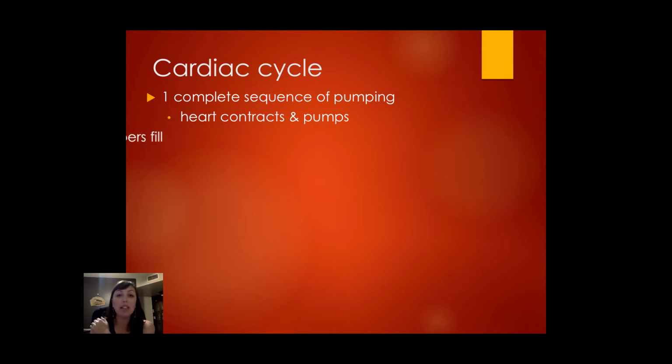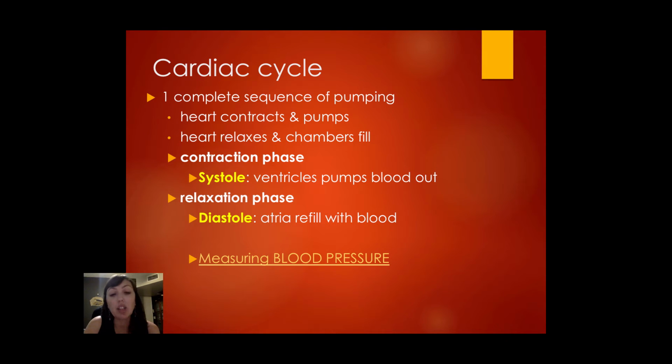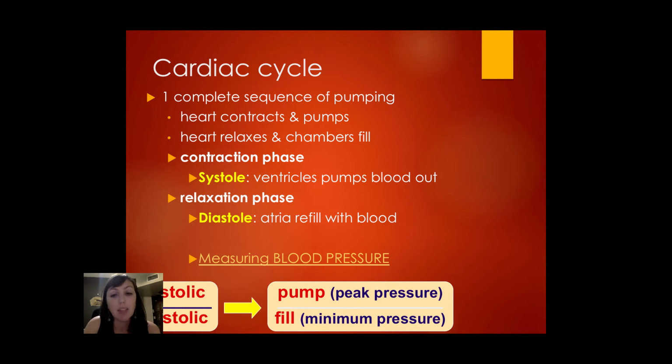Okay, so one complete sequence of pumping is the heart contracting and pumping, the heart relaxes, and the chambers fill. The contraction phase is systole. Okay, this is ventricles that are pumping blood out. And then the relaxation phase is the diastole phase, and this is where the atria are refilling with blood. Okay, so systolic over diastolic is the peak pressure over minimum pressure. And this is how your blood pressure is calculated.